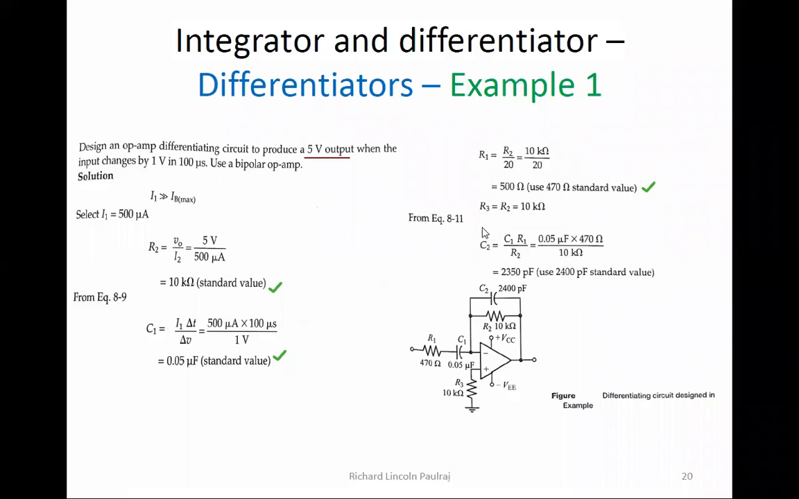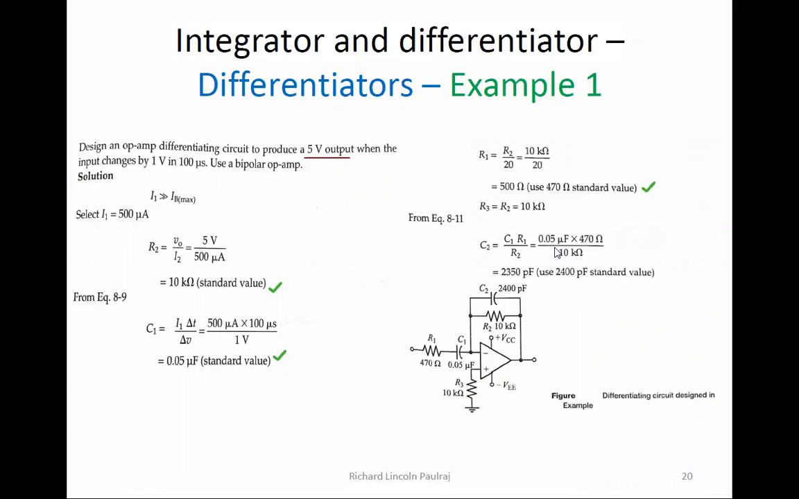Now we are using R3 equal to R2. So this R3 is equal to R2, and we are going to use 10 kiloohms. If you remember the coupling capacitors and high input impedance, we had looked into all this, and there also we had taken R3 equal to R2. Next we have the formula for C2. C2 is equal to C1 into R1 by R2.